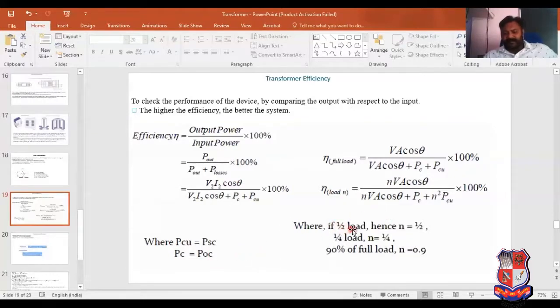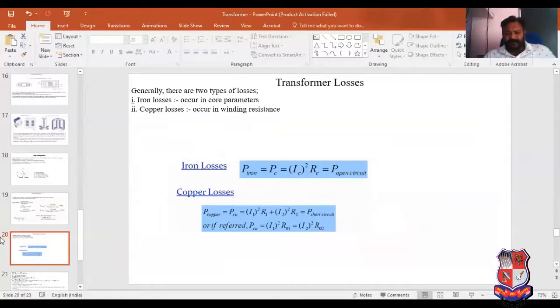Done. Where half load, hence N equal to 1 by 2, 1/4 load N equal to 1 by 4, and 90% full load will be 0.9. Got it? Fine. Now transformer losses. Which are the losses here?